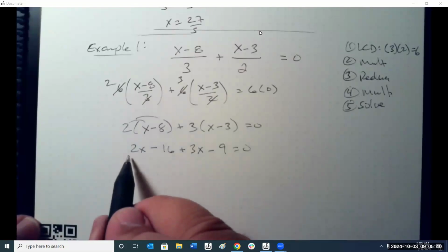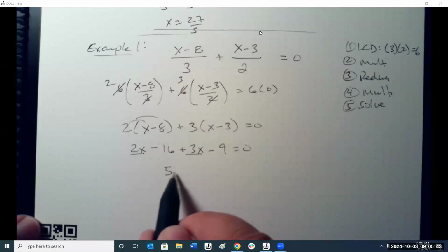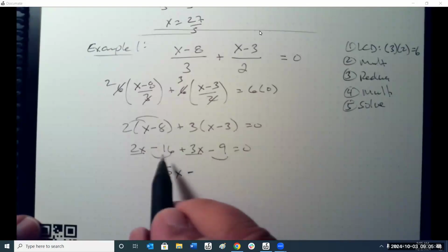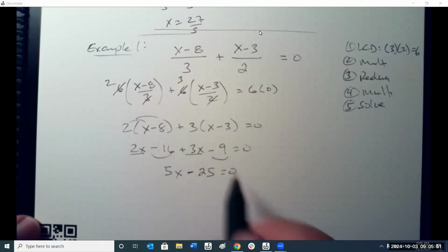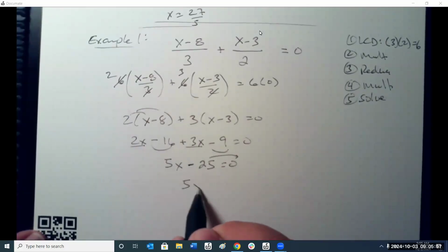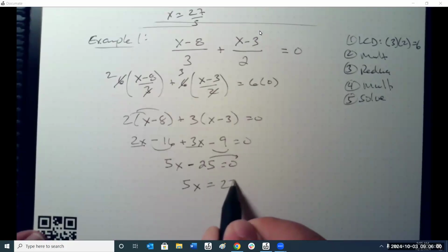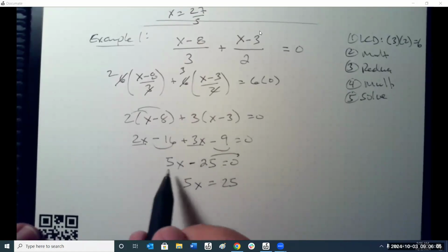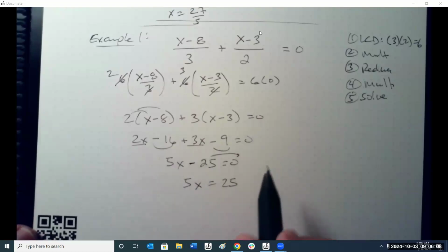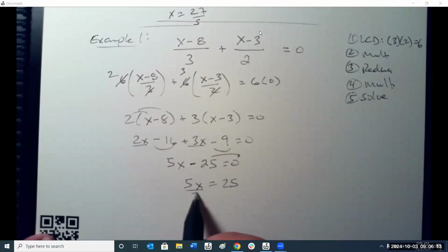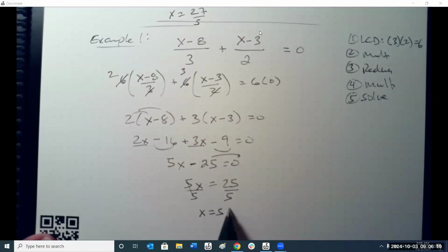Combine like terms. 2x plus 3x is 5x. Negative 16, negative 9. They're both negative, so you add them, and solve. Move the 25 over. Here's a note: if at this stage the coefficient of x is negative, move that one to make it positive. If you have a chance, make the x positive. So x is equal to 5. That's my solution.